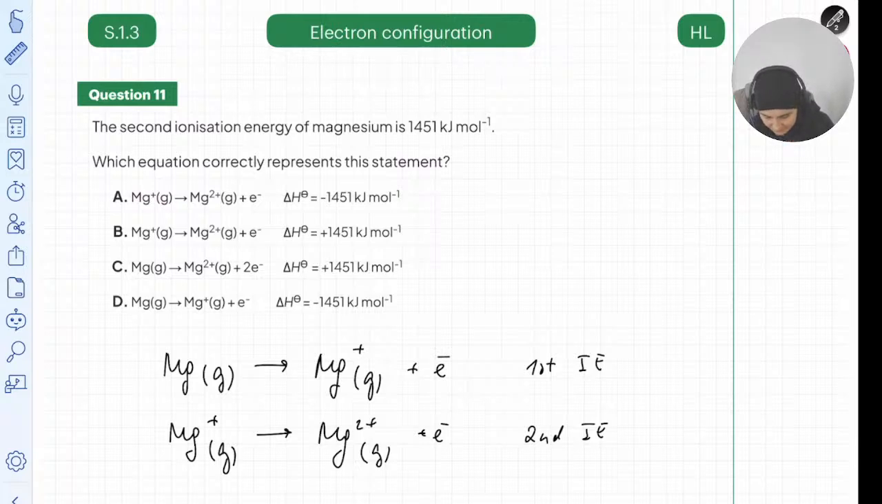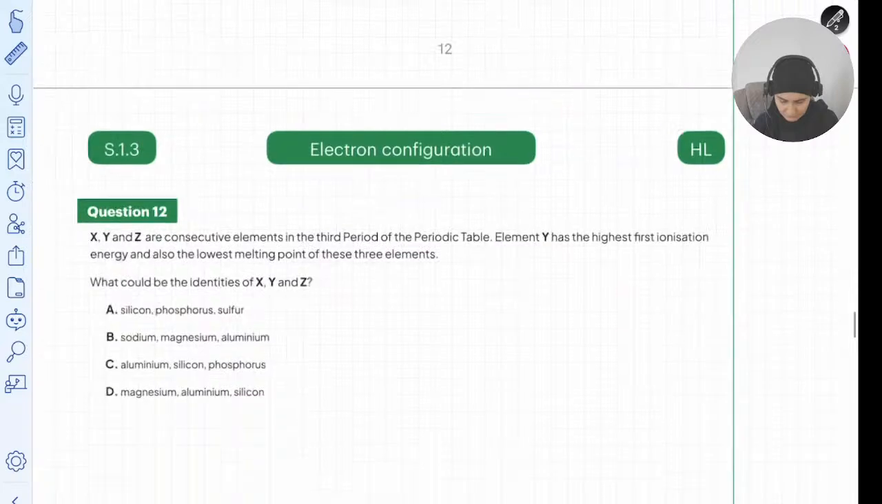So it must be either A or B, because in C it's the sum of first and second, so they remove 2 electrons at once. D is first ionization. Right, and then we just have to decide whether it's positive or negative. Well, we need to supply energy, so we need to overcome the attraction between the ion and the electron, which is an endothermic process. It's kind of like bond breaking. It's not bond breaking, but it's overcoming the attraction, and that's always endothermic, so it is B. So energy must be absorbed.